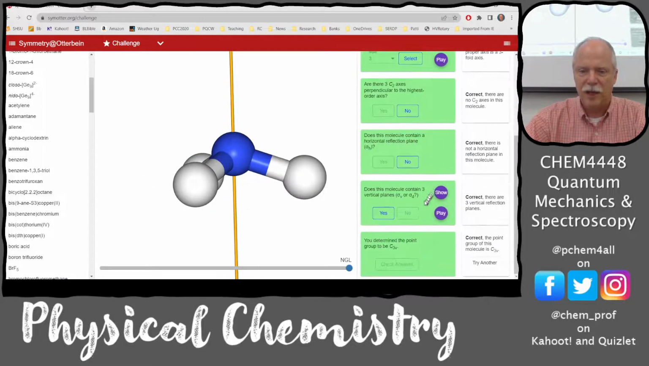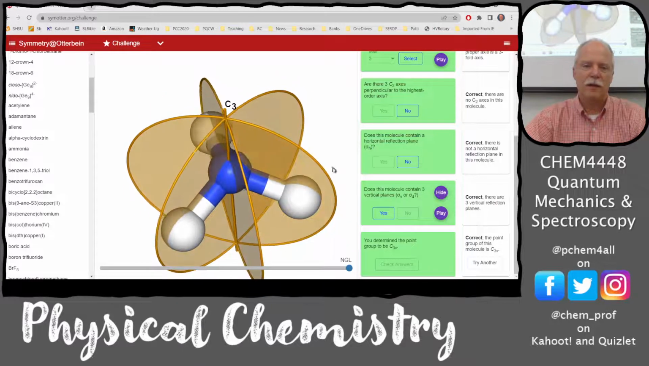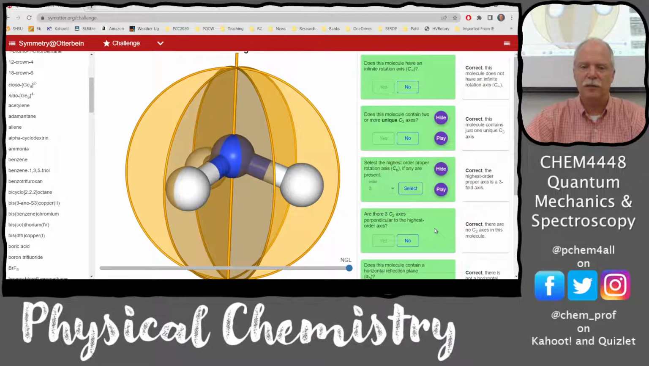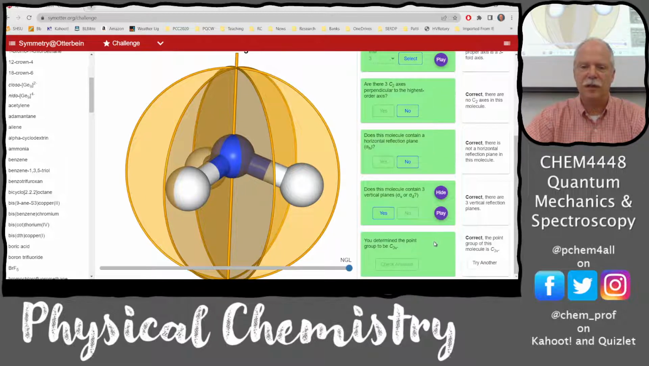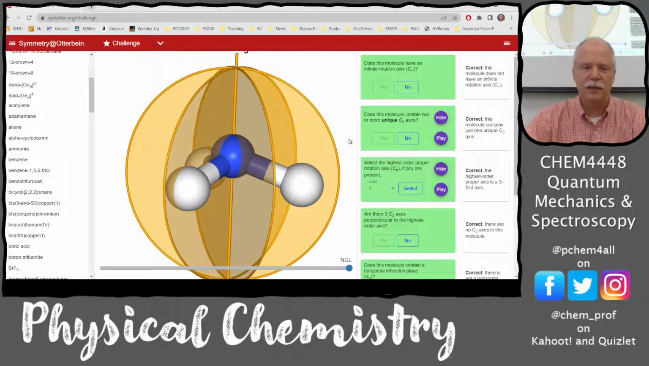All right. Now, does it contain 3 vertical planes? Now, the difference between vertical and horizontal planes, the vertical ones contain that axis. So I'm going to hit show. You see how they all contain that vertical axis. Okay. And it says play. So I'm going to hit play. So it's showing, that just showed one of them, I guess. Okay. And that's it. Those are the symmetry elements that ammonia possesses. Reflection planes and the C3 axis.